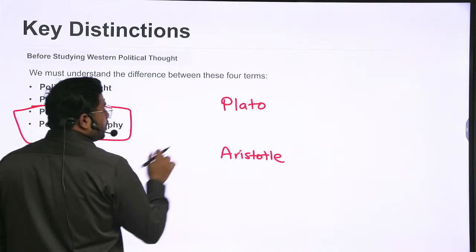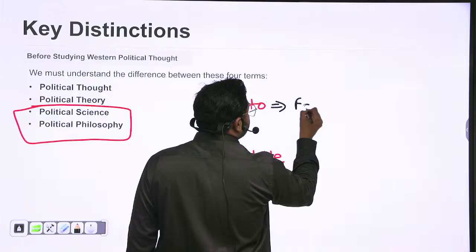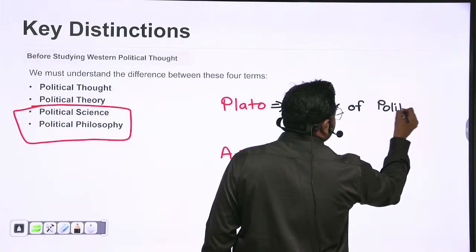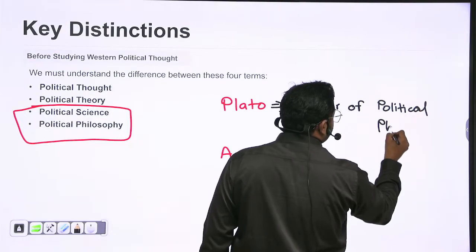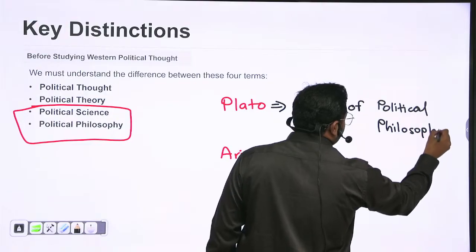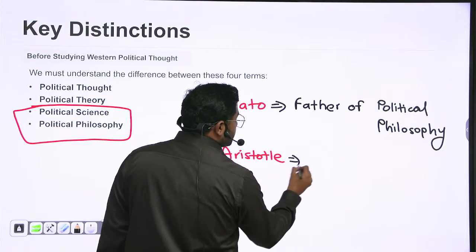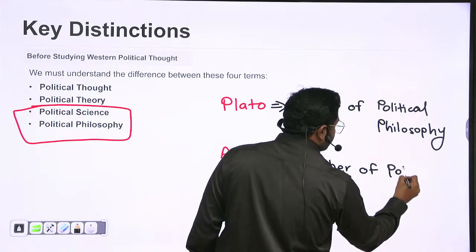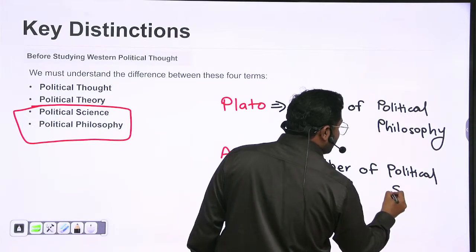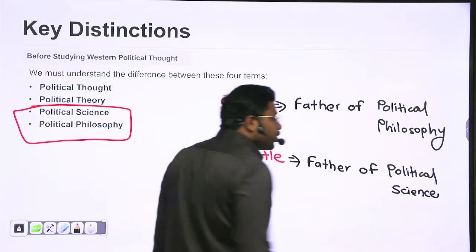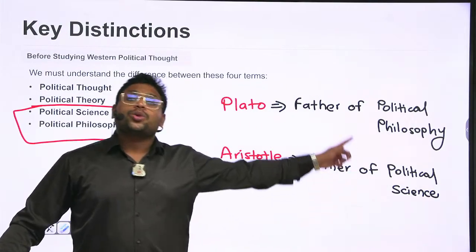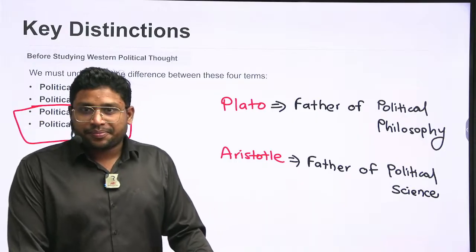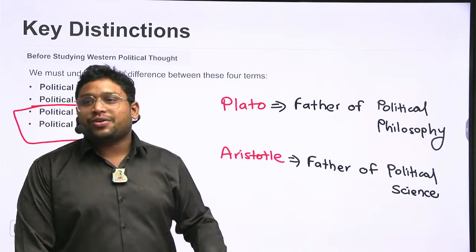Now in this person Plato is called as father of political philosophy, whereas this person Aristotle is called as father of political science. And the subject that we are going to study is political science, not political philosophy. Although there is so much similarity or overlap that it looks more or less same. Okay, but what's the core difference we want to know?